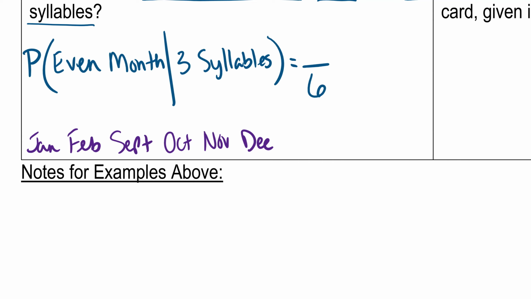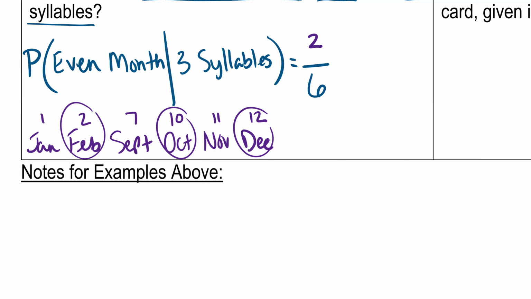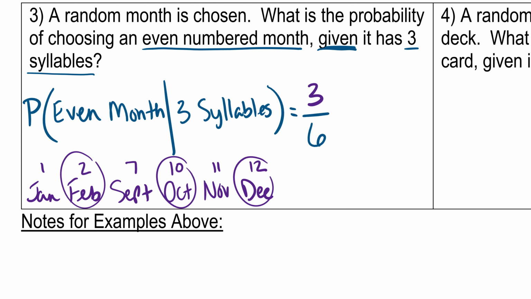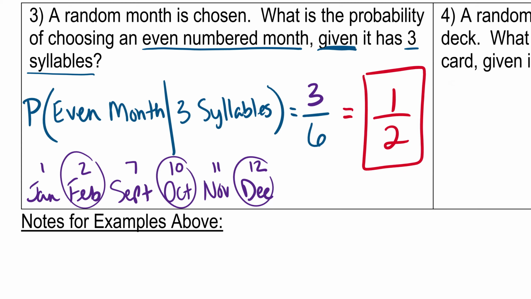Now how many of those are even months? Well, if you know your months, so even numbers, we have February, October, December. That's 3. So out of the months with 3 syllables, there are 3 that are even numbered months. Okay, I can reduce this fraction. This gives me half. And that's my final answer.